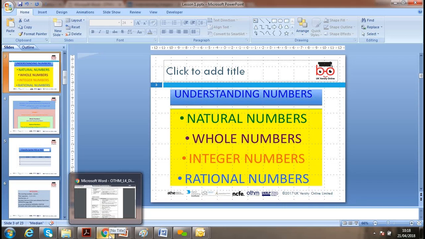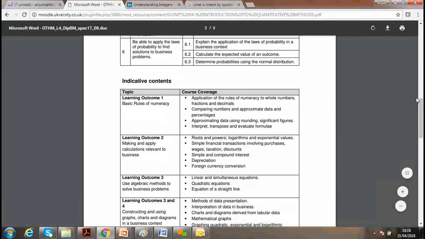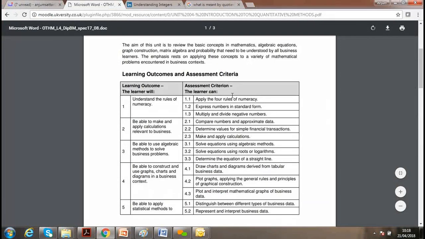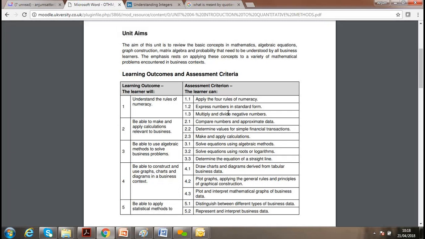So we'll start. Today we are starting our new unit, which I just explained. We have 5 learning outcomes. It is basic math. You may know more than me in a few areas because normally I teach accounting and finance. The purpose of this unit is to learn the basic interpretation of numbers, which we normally use in business, so we need a good basic knowledge of these numbers. We are going to learn to apply the 4 rules of numeracy, express numbers in standard form, and divide negative and positive numbers.